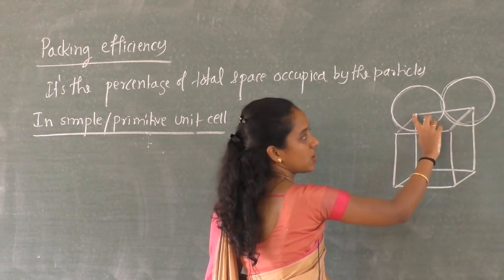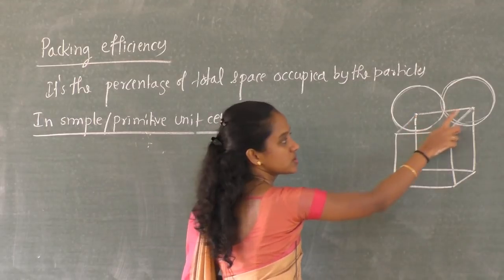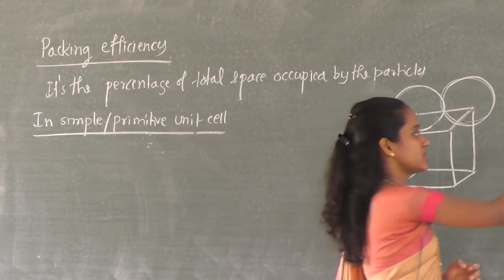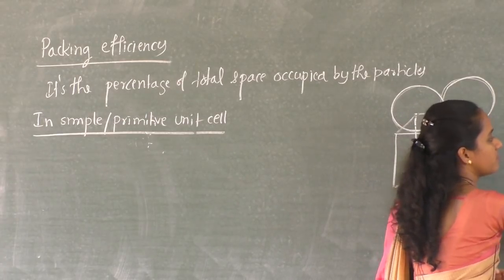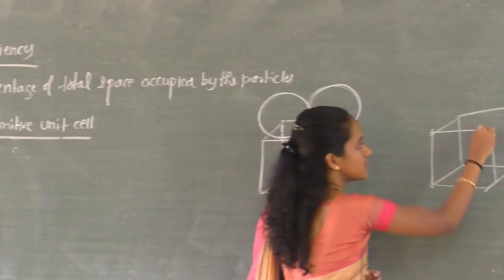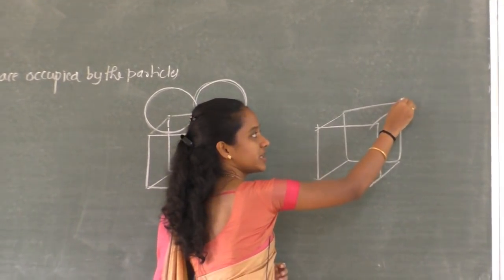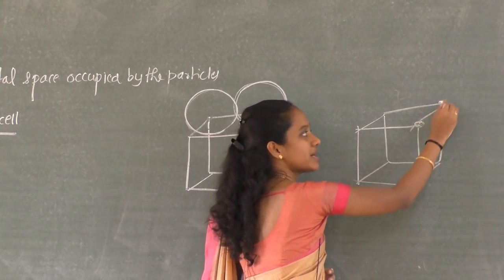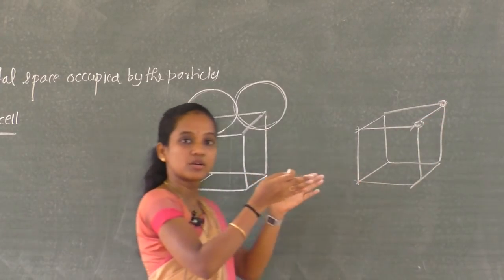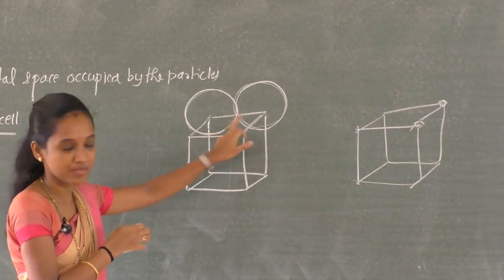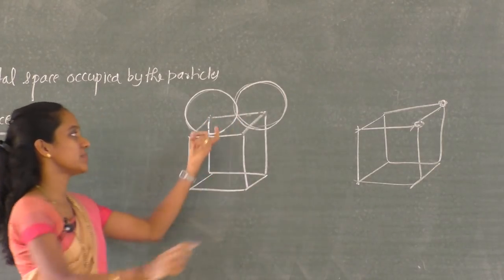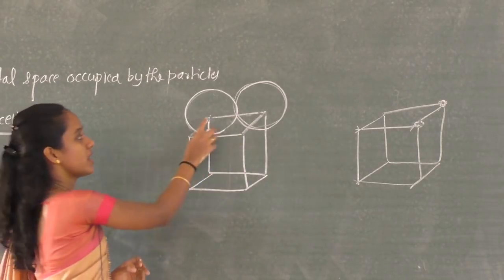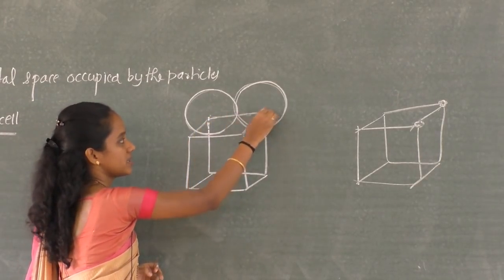So these are the corner particles. These 2 spheres are in contact with one another. For a symbolic representation, we are always expressing it like this. But in reality, these particles are closer to one another like this. In 3 dimensions, the particles must be in contact with one another. Now I consider these 2 corner particles.